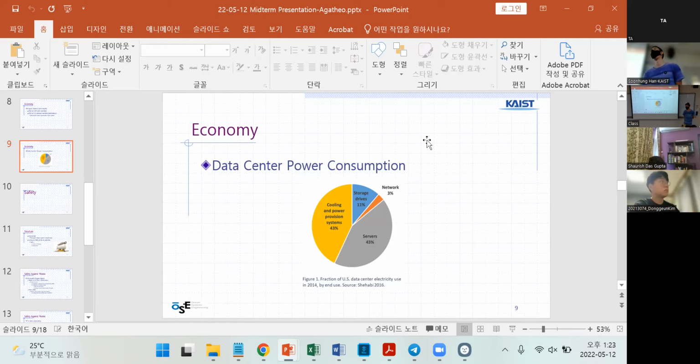A good point is that you introduce a new index for PUE. And the security consideration is also a good one.